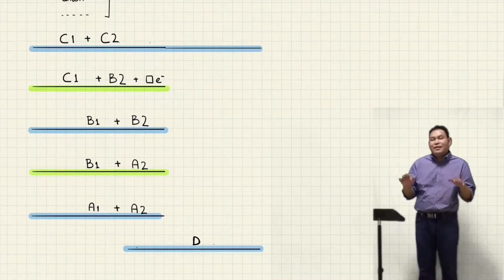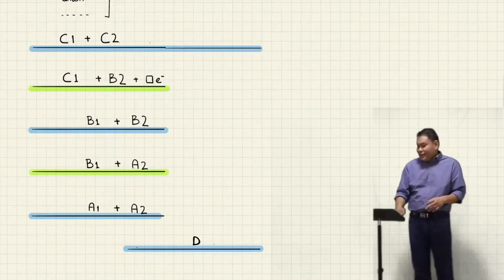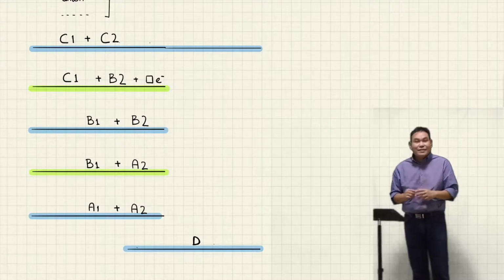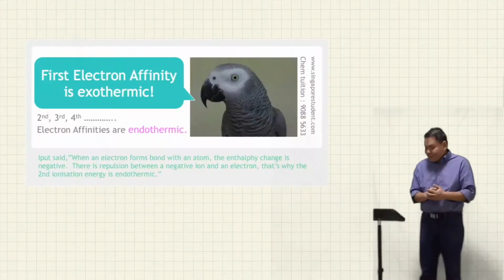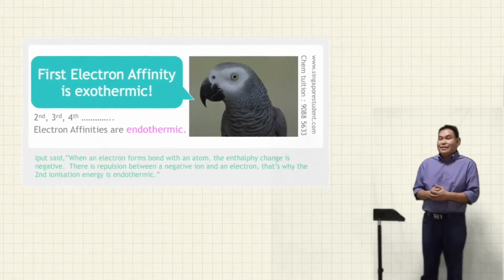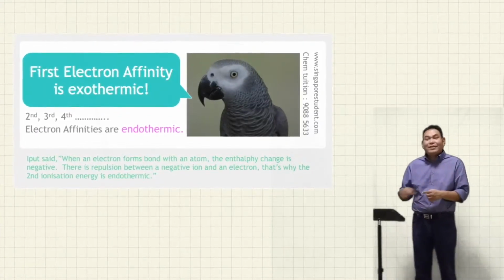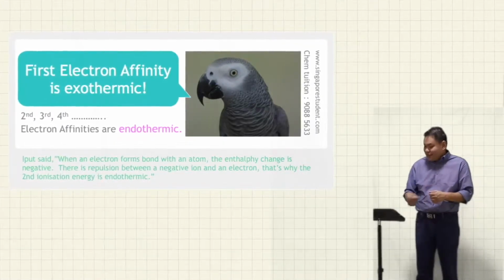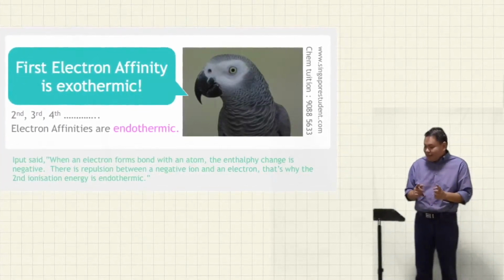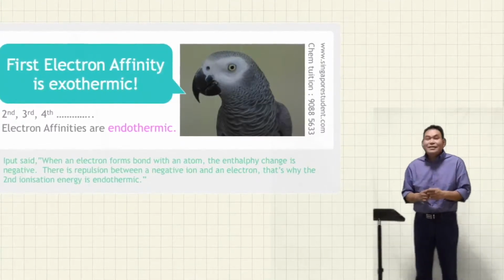That's why the energy level diagram is slightly more complicated than the energy cycle diagram. And the reason for that difference in the pattern is because second, third, and fourth EA are endothermic, which means it will point up. That's according to my parrot. She says when an electron forms a bond with an atom, enthalpy change is negative. There is a repulsion between the negative ion and an electron. That's why the second electron affinity is endothermic.